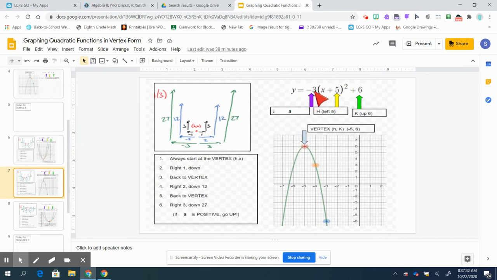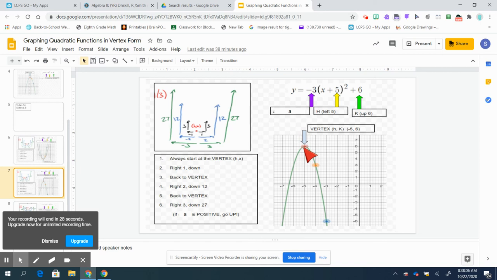When we have a 3, positive or negative, it's very similar to when it's a 2, but we'll be multiplying everything by 3. This is a -3, our A value, so we know that our graph is facing down. Okay, this is missing a number, I'm sorry. We started our vertex, which was left 5, up 6, okay? And now we're going to go right 1, down 3. There should be a 3 there.